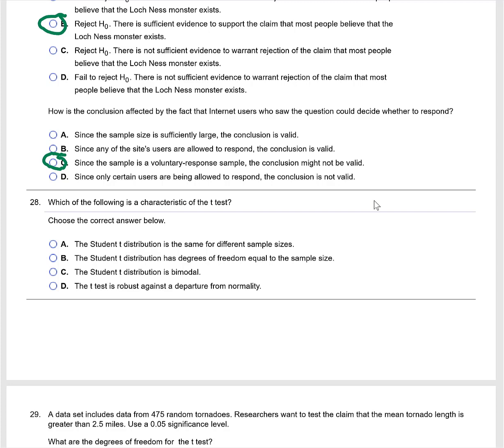It has degrees of freedom equal to the sample size? No, it's equal to the sample size minus 1. It's bimodal? That's not true. And it is robust against departures from normality, and that's true. And that's one of the reasons that we use the t-test rather than the normal distribution when we're working on these problems.